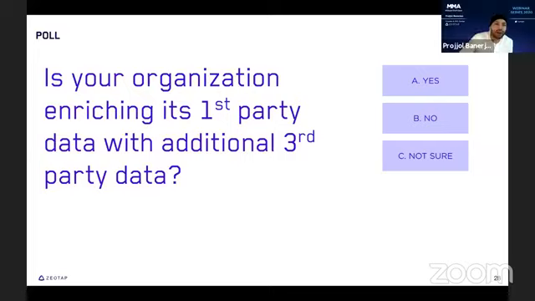Okay, wonderful. So more than half the folks here do work with additional third-party data. Excellent. So then maybe many of the challenges I identified resonate with you.